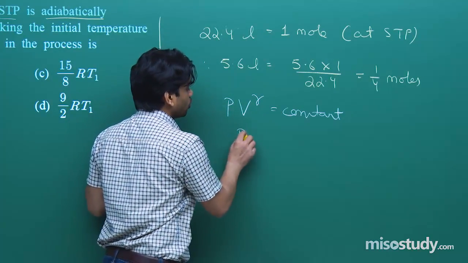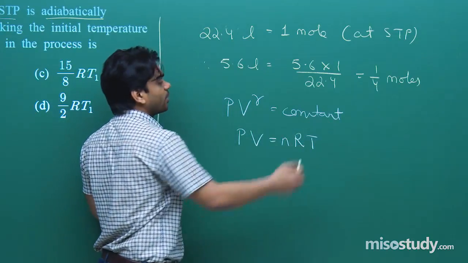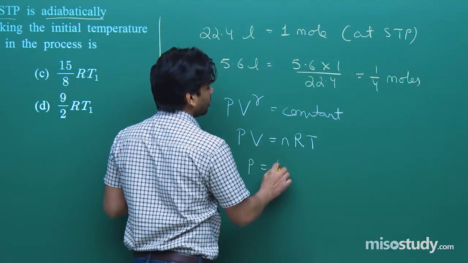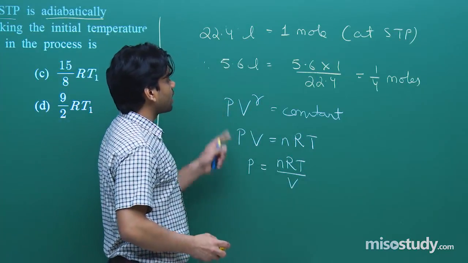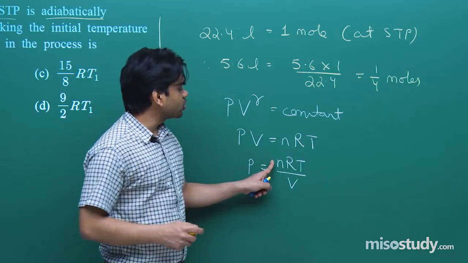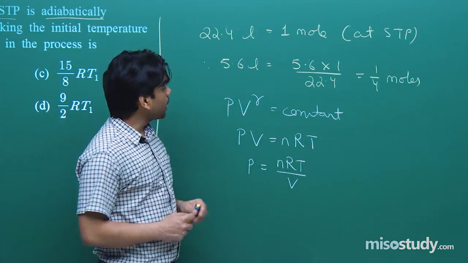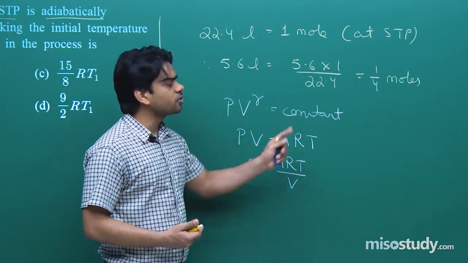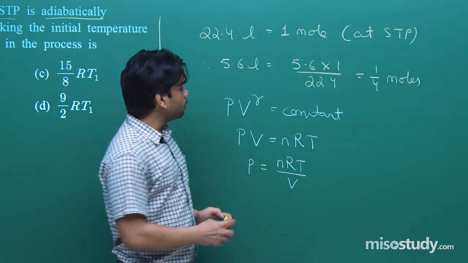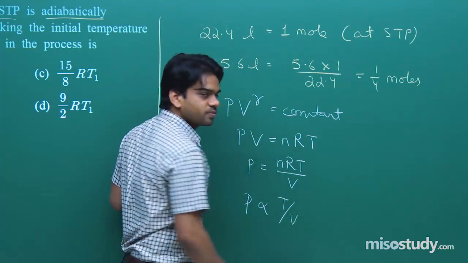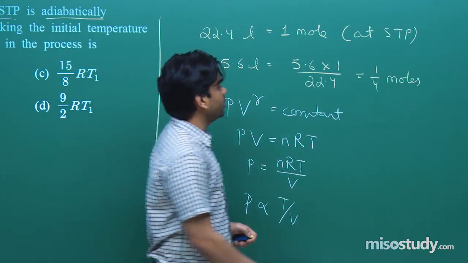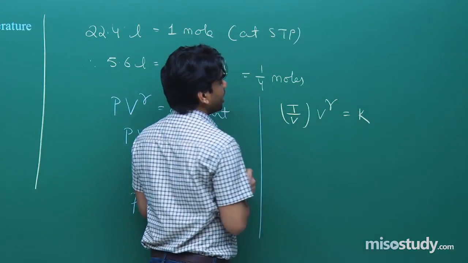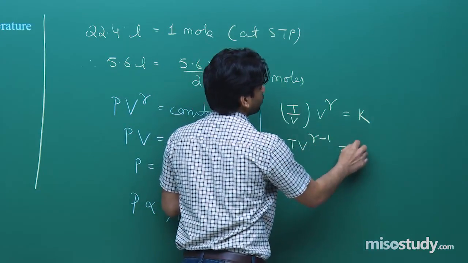We all know that PV equals nRT, and if you want to write the same adiabatic equation in terms of temperature and volume, you can convert it by using pressure as nRT by V. Here n is constant and R is constant, so pressure is proportional to T by V. Putting pressure as T by V in PV to the power gamma, we get T by V times V to the power gamma equals a constant K, and finally it comes out to be TV to the power gamma minus 1 equals constant K.